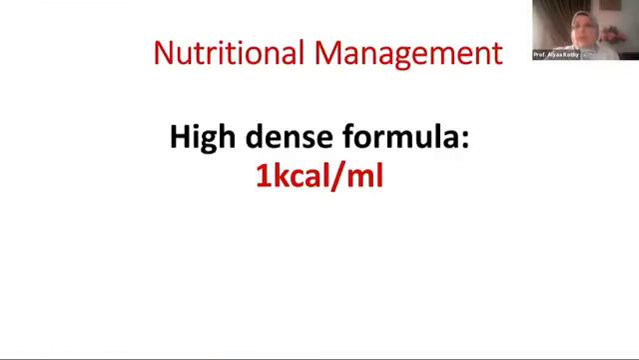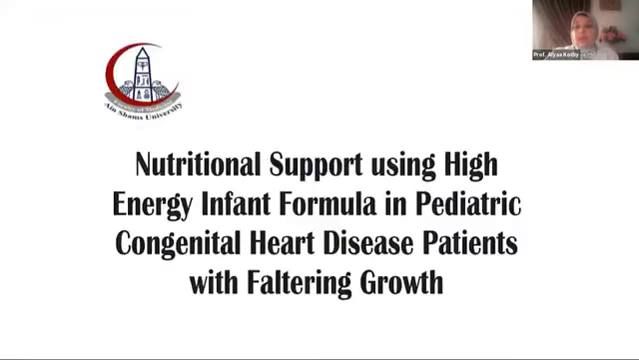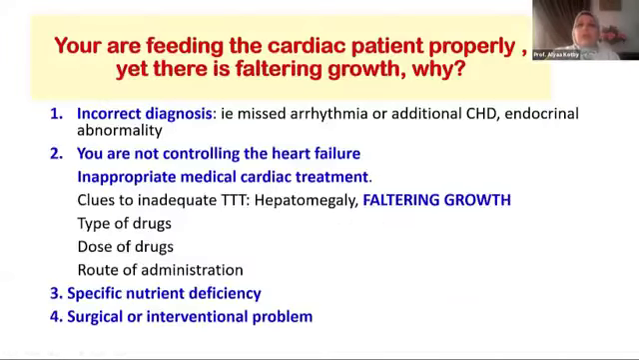But nowadays, we have a high energy infant formula, a high density formula with 1 kilocalorie per millilitre. And we have been studying this. We've done work on the nutritional support using this high energy infant formula in pediatric congenital heart disease patients with faltering growth, and with good results actually, but we're going to show it later. So if you're feeding the cardiac patient properly and yet the baby is still having faltering growth, why is that so? Maybe you have an incorrect diagnosis. You are missing something. You are missing an arrhythmia or an additional congenital heart disease, or maybe an endocrine or a renal problem, or a genetic problem, inborn error, whatever.